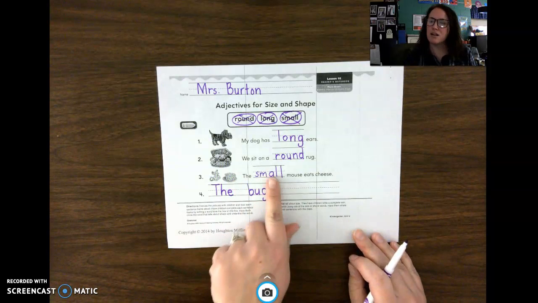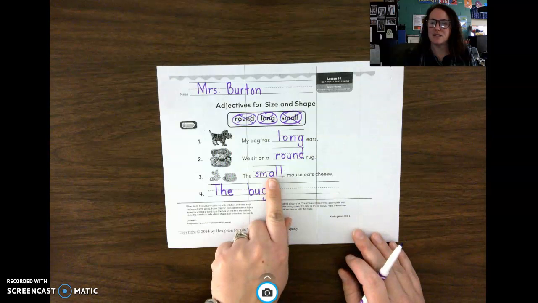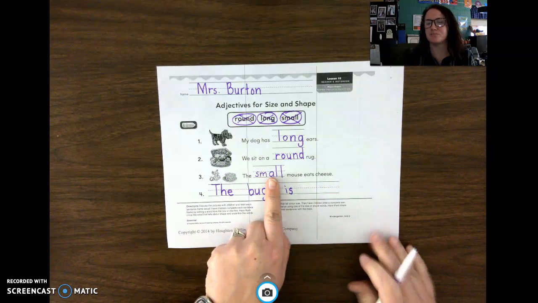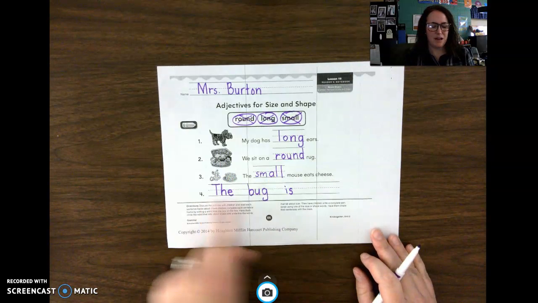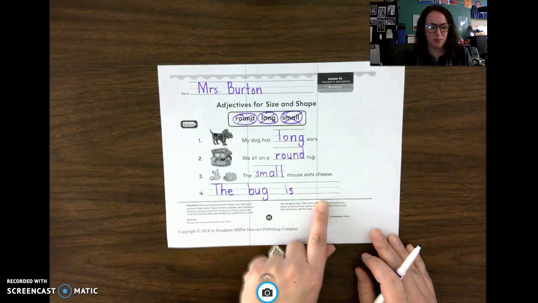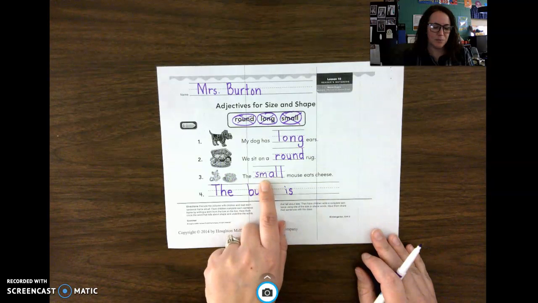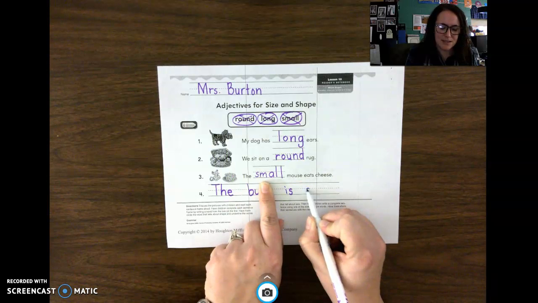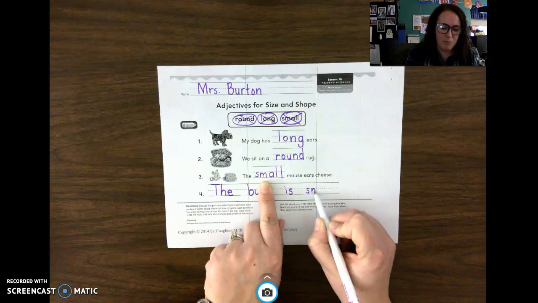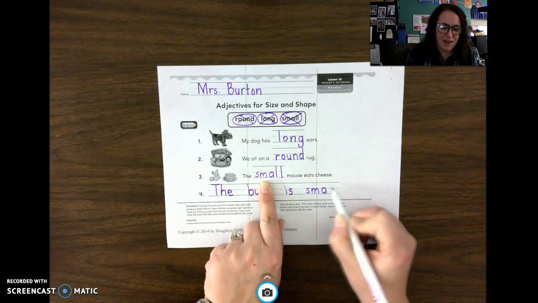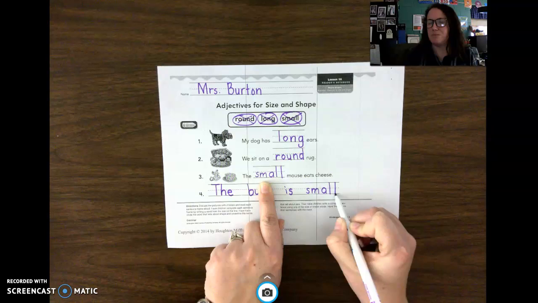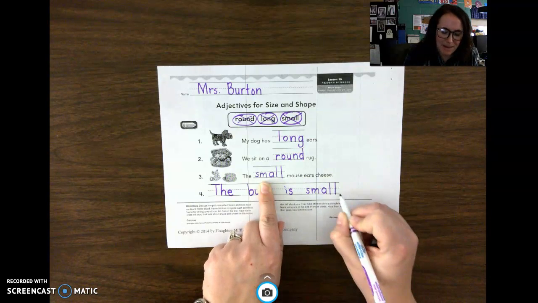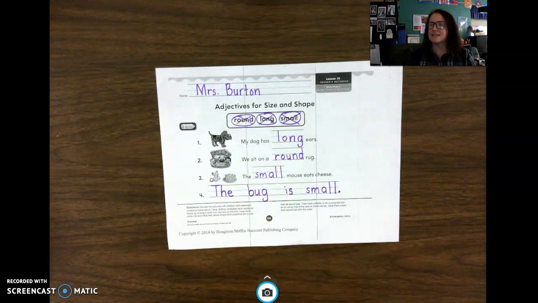The bug. What word is next? Is. It's a sight word. I-S. The bug is small. I'm going to look right up here. We've already written small once, and I'm going to copy it from here. So I'm going to put my finger space, and I'm going to copy small. S-M-A-L-L. What do I put at the end of my sentence? A period. The bug is small.